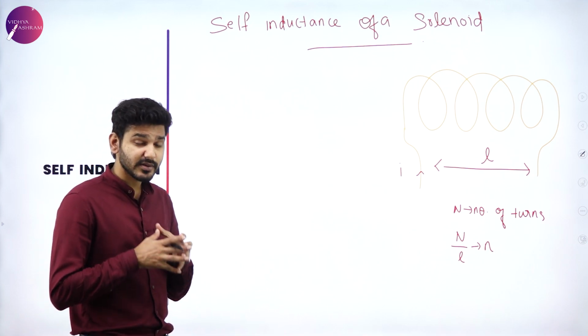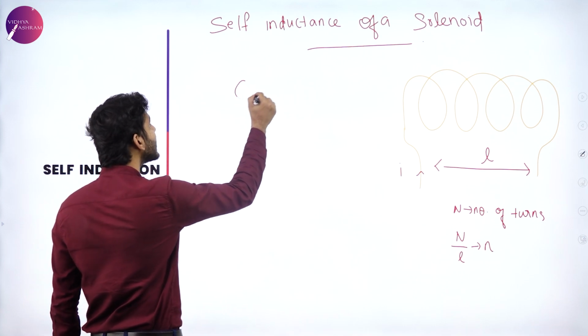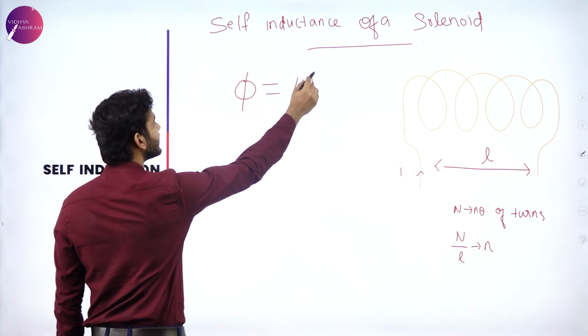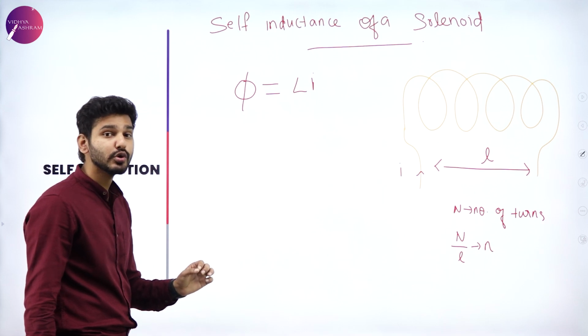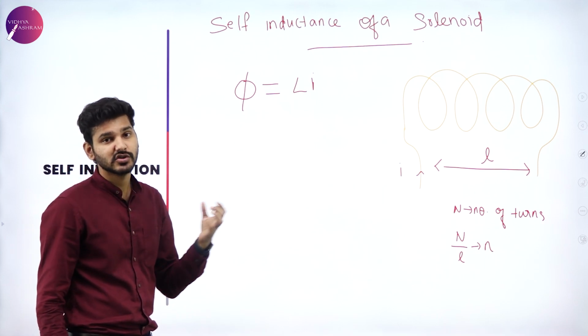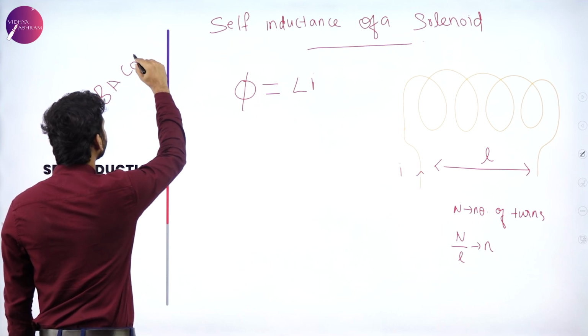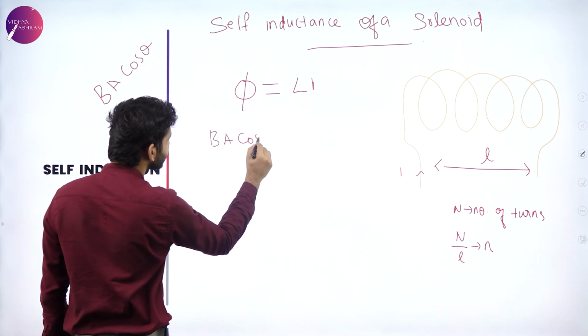So we will start from the basic equation we know of self-induction, that is phi is equal to L into I. That is the first equation we know, that is phi is equal to LI. Now we do know the equation for phi. So phi is equal to BA cos theta.